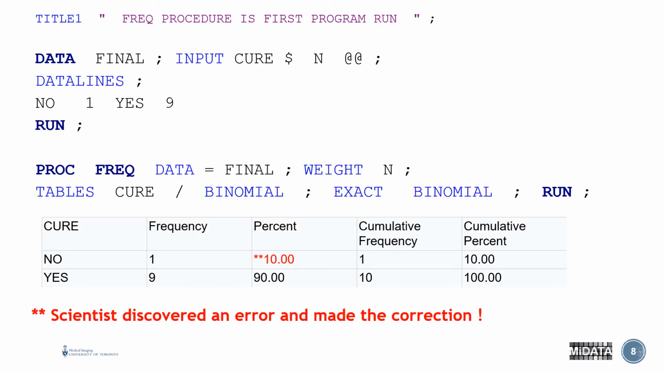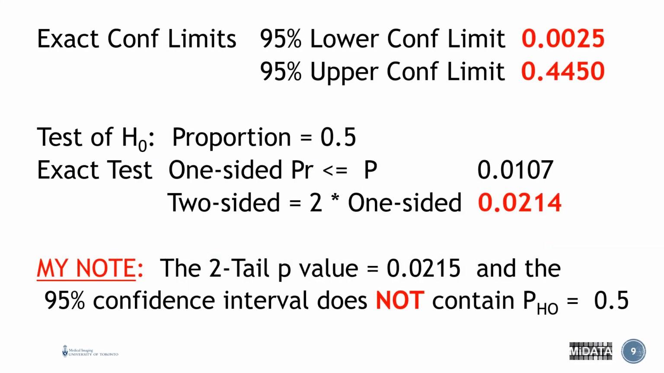So now what if the research scientist discovered an error and corrected it, and in doing so changed that proportion of no to 0.1? You'll see here in this slide that the code remains the same. However, what we're putting, of course, is 1 no and 9 yeses, but everything else stays the same. However, what does change are the results.